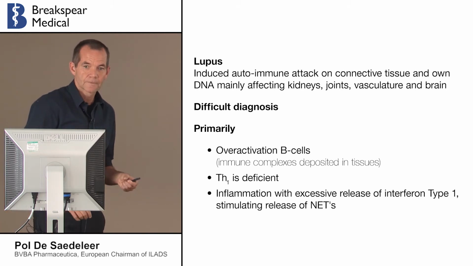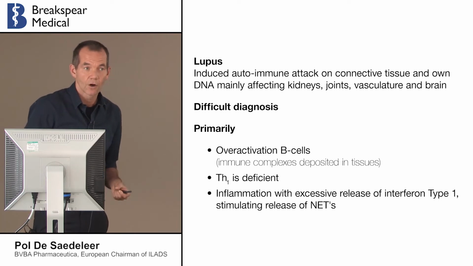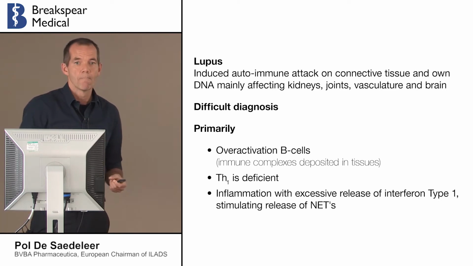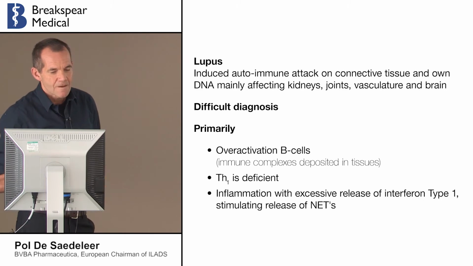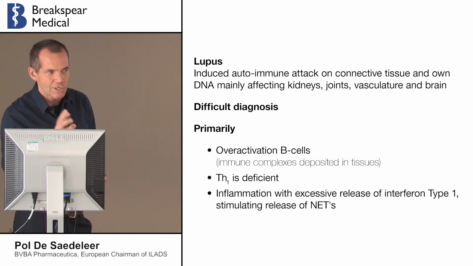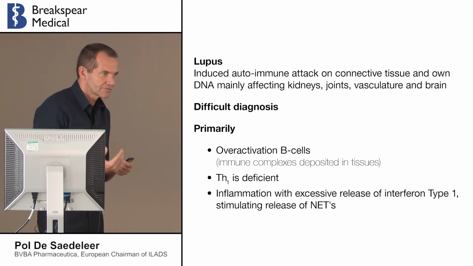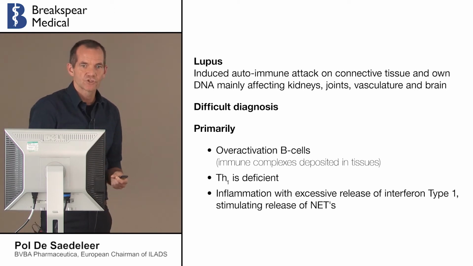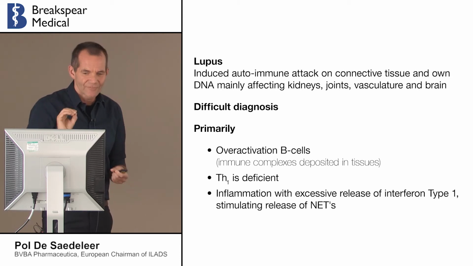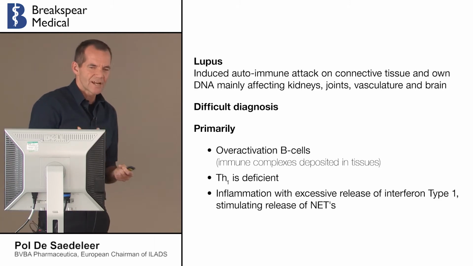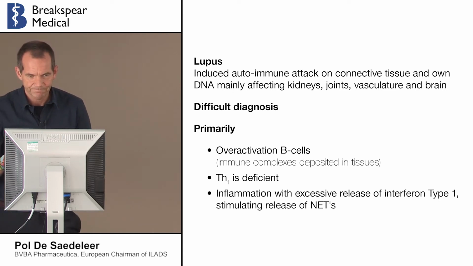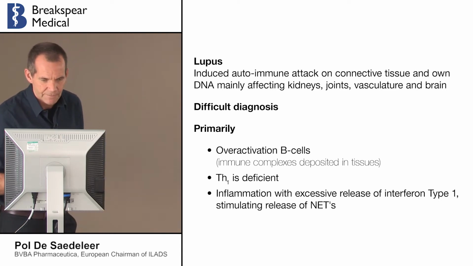Lupus is an induced autoimmune attack on connective tissue and DNA, mainly affecting kidneys, joints, vasculature, brain. In lupus, we see that mainly young women are affected. Early 20s, early 30s. It's usually after puberty. But the diagnosis is very difficult because the presentation can be very variant and the symptoms are atypical. It's difficult to diagnose, really.